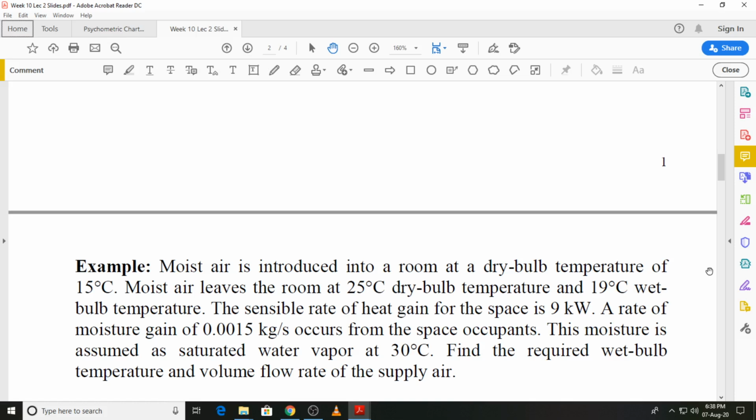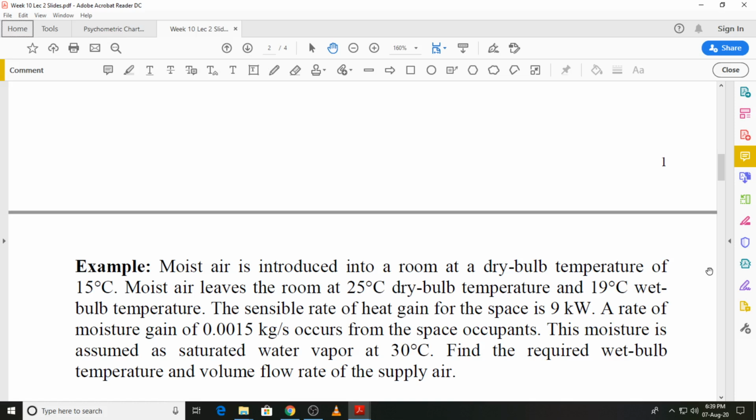and during this process there is a sensible heat gain at a rate of 9 kilowatts, and in addition there is also a moisture gain of 0.0015 kilograms per second, and we are told that this moisture gain can be considered equivalent to saturated vapor being introduced into the air stream at 30 degrees C, and we are asked to find out the wet bulb temperature and volume flow rate of the air when it enters the room.